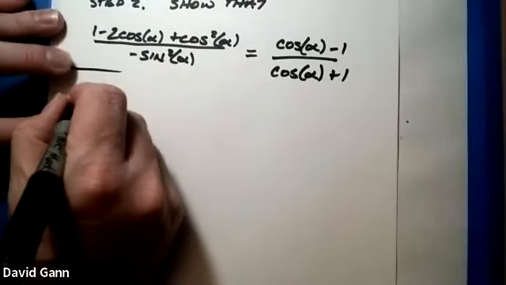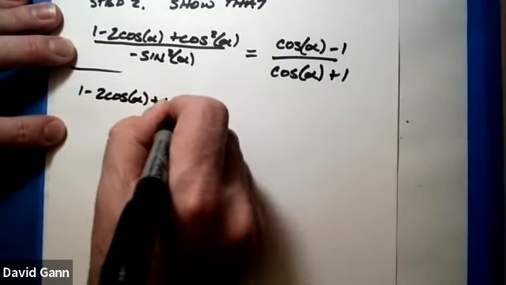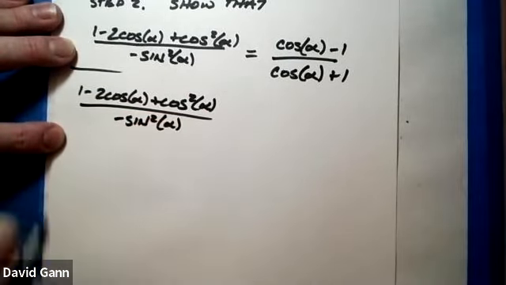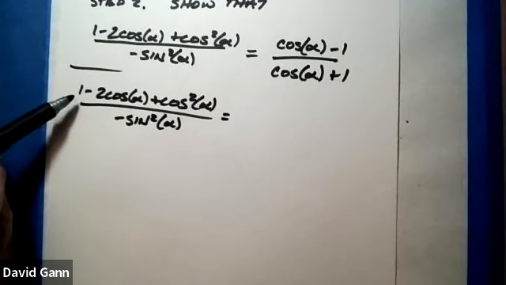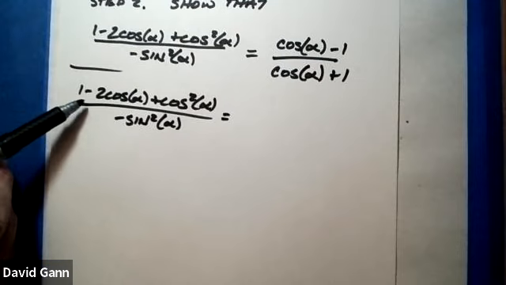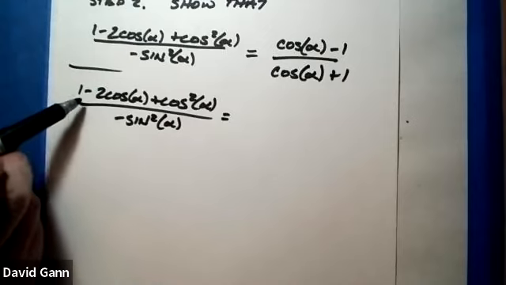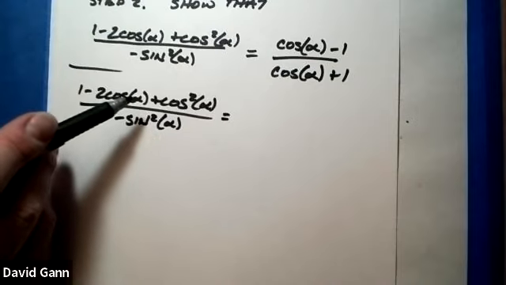Starting with 1 minus 2 cosine of alpha plus cosine squared of alpha over minus sine squared of alpha. Now, remember I had said previously, be looking for ways to factor. This right here happens to be a perfect square, right? This will become 1 minus cosine quantity squared. That's one way to think about it.